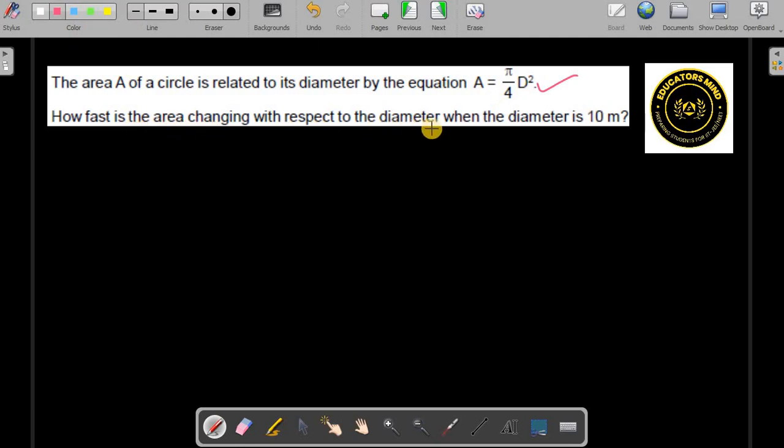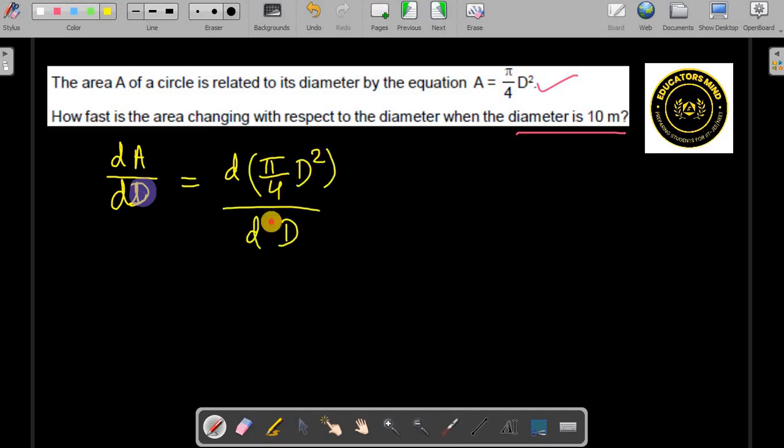How fast is the area changing with respect to diameter when the diameter is 10 meter? So with respect to diameter, we need to find out dA by dD. Okay, this capital D is the diameter. With respect to diameter, you have to differentiate. So area is pi by 4 D square. With respect to capital D, you are doing differentiation. So pi by 4 is a constant, comes out. Now you have only D square with respect to D. That differentiation is 2 into D. Correct. So from here you get pi D by 2.